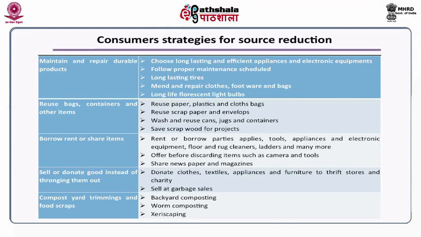Likewise, you have a list of these items where you can maintain and repair durable products instead of frequently changing them. Like when you buy tires for your vehicles, you can buy long lasting tires, or you can mend and repair clothes, footwears and bags instead of just throwing them. You can use long life fluorescent light bulbs. So, likewise you have many things which are listed in the table, which act like a source reduction initiative.